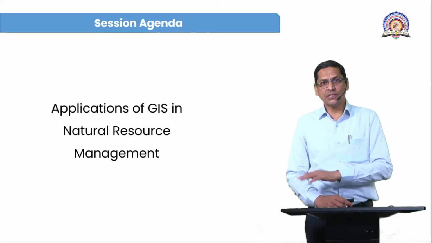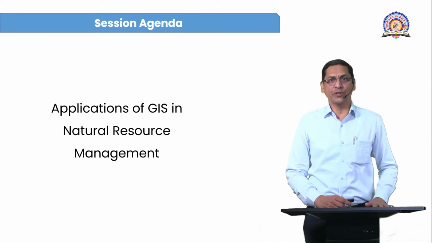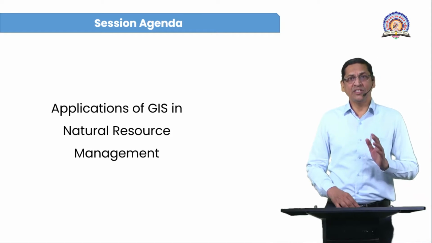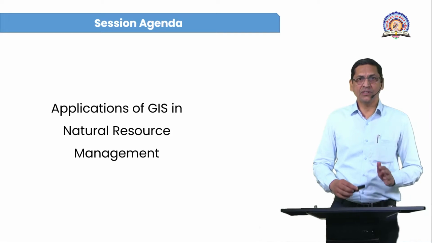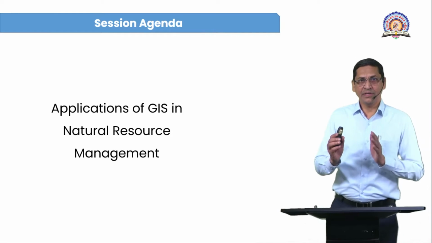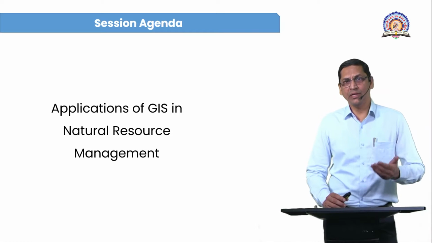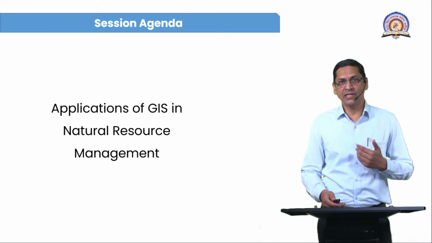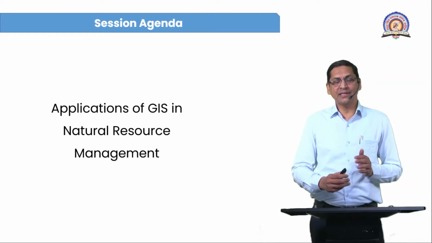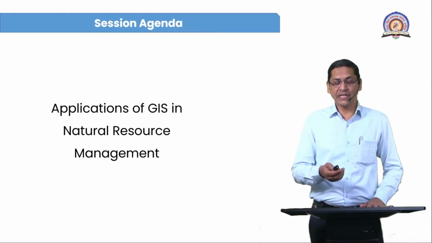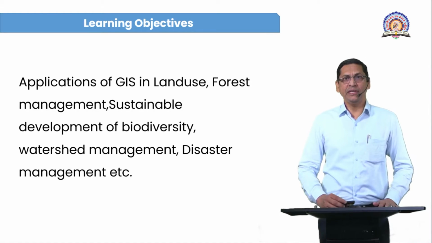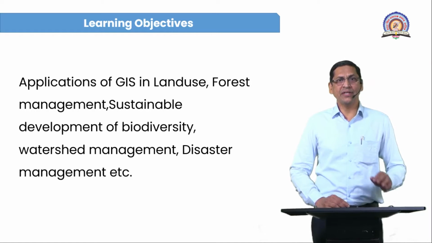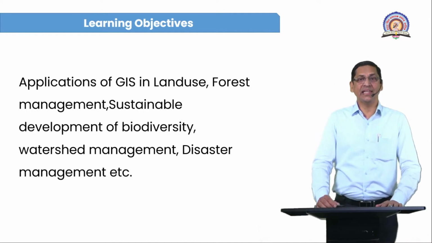So natural resources are different and their management is important. What do you mean by management? Management, it means wise use of these resources without disturbing their natural setup. How can we use these natural resources wisely, and how can we use these natural resources keeping their sustainable development? So let us study about the natural resource management and application of GIS. Now, today's learning objective is application of GIS in land use.